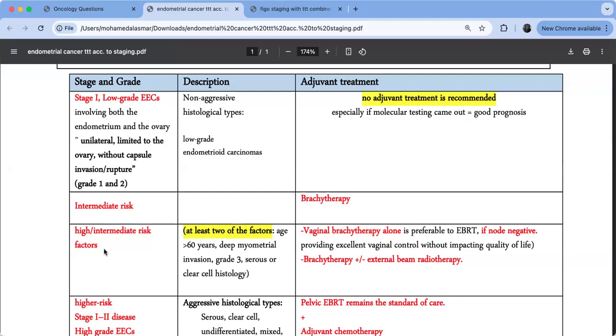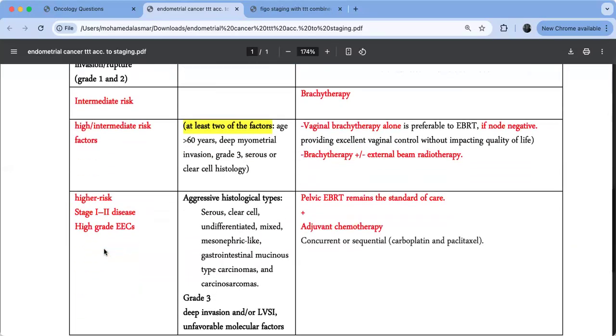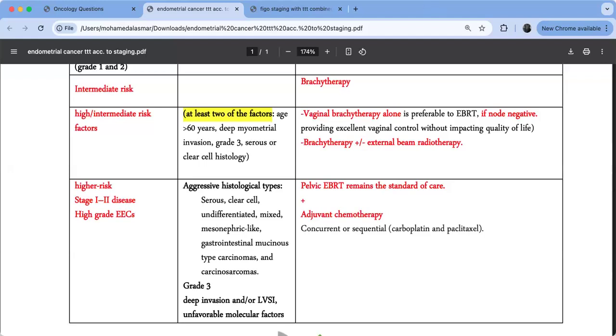Okay, intermediate risk group tumors, or moderately differentiated, we will add brachytherapy. So how will I know it in the exam? Simply, he will tell you.